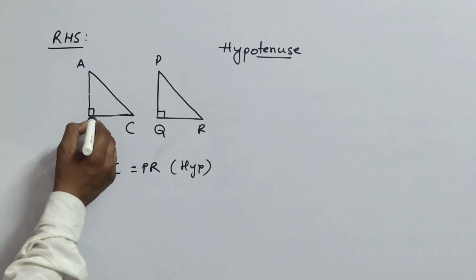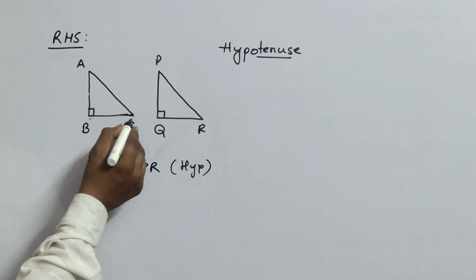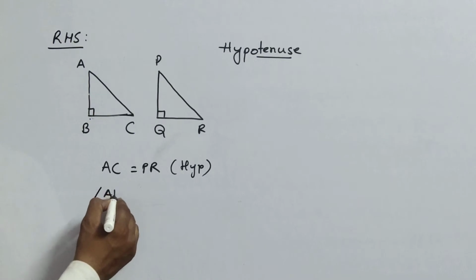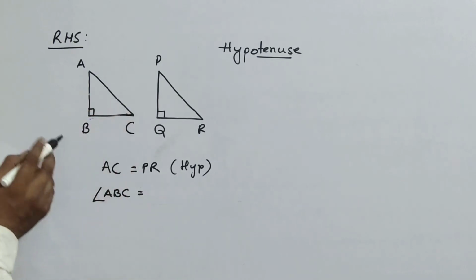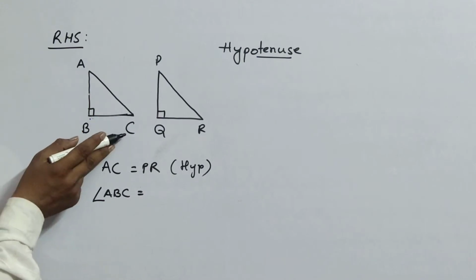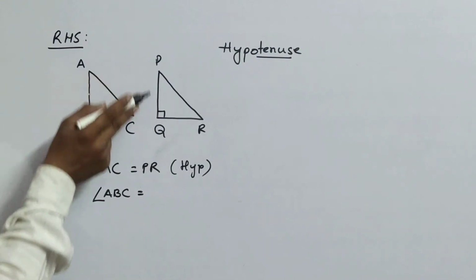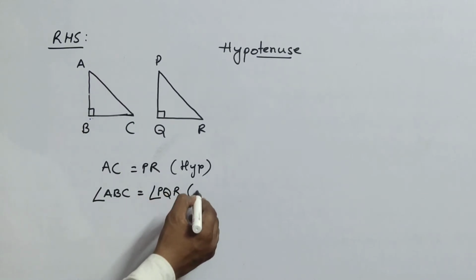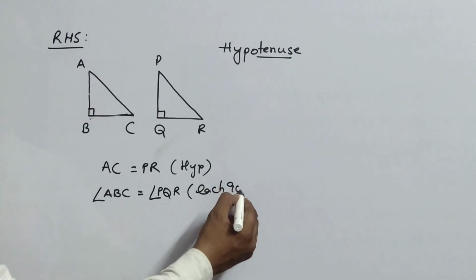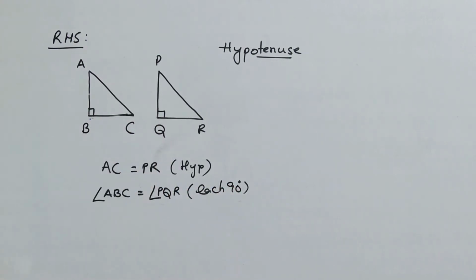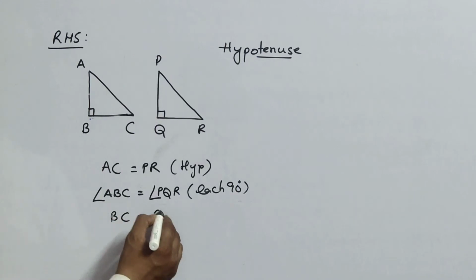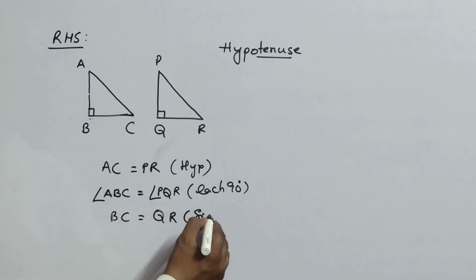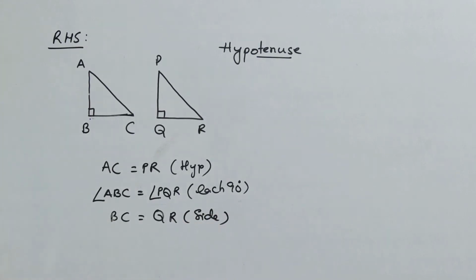And if you clearly observe here, angle ABC equals angle PQR, when reading from ABC and the other triangle the same way. That is each 90 degrees, that means both are 90 degrees. Now any one side: BC equals QR, that is the side.